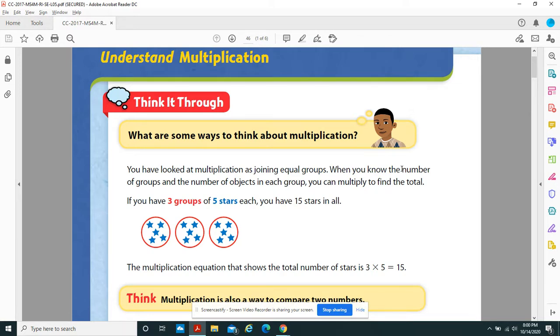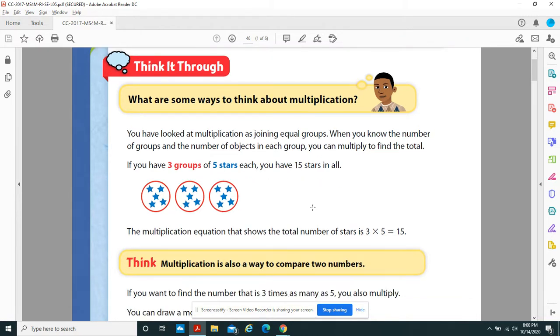When you know the number of groups and the number of objects in each group, you can multiply to find the total. So here we have three groups of 5 stars each. 5, 5, 5. You have 15 stars in all. The multiplication equation, which is a number sentence that has an equal sign, shows the total number of stars as 3 times 5 equals 15.